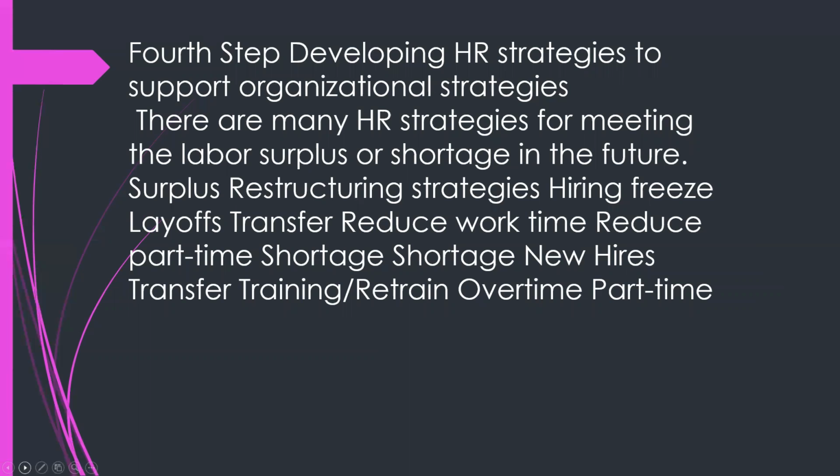So these are the four steps involved in strategic human resource planning. The first was assessing the current human resource capacity, then forecasting human resource requirements, followed by gap analysis, and the last step is developing human resource strategies to support organizational strategies.